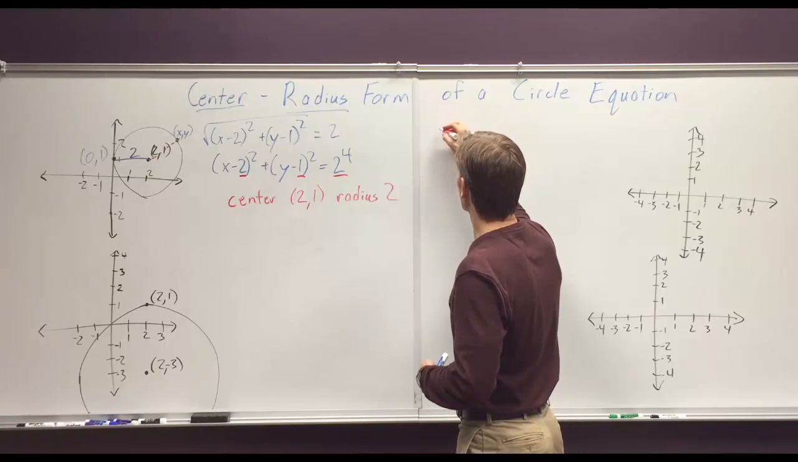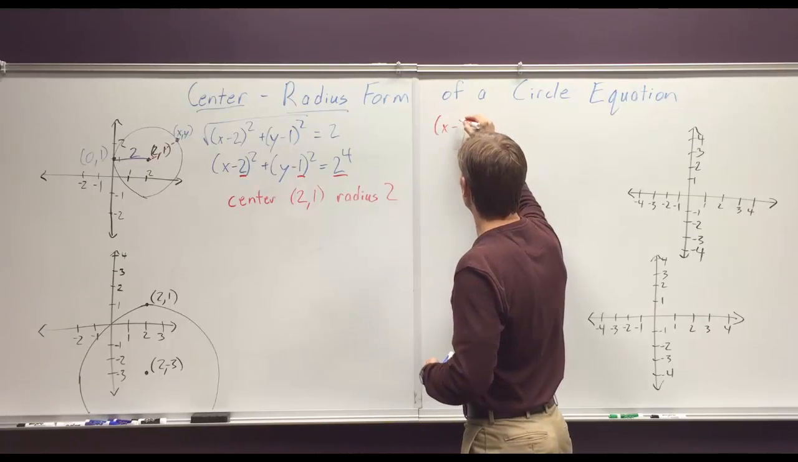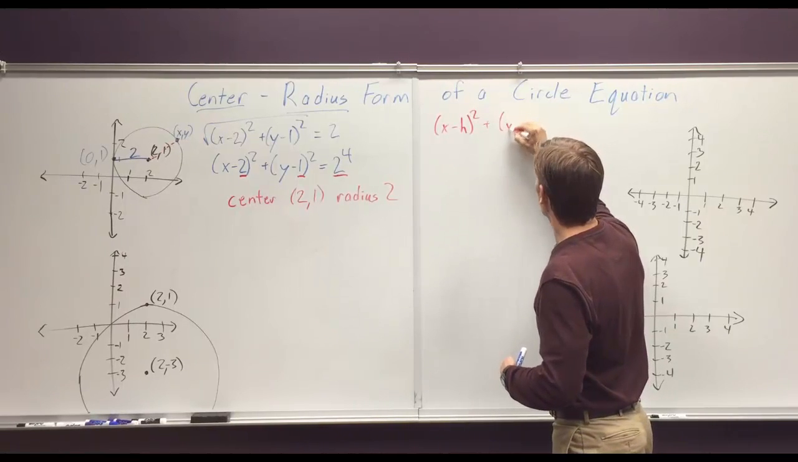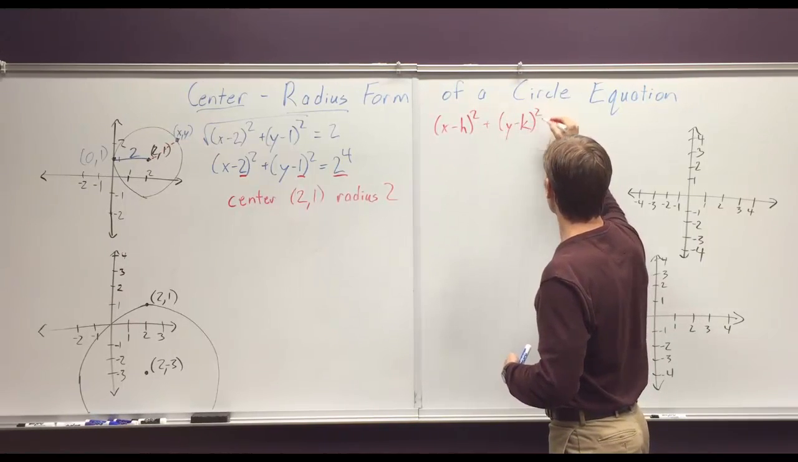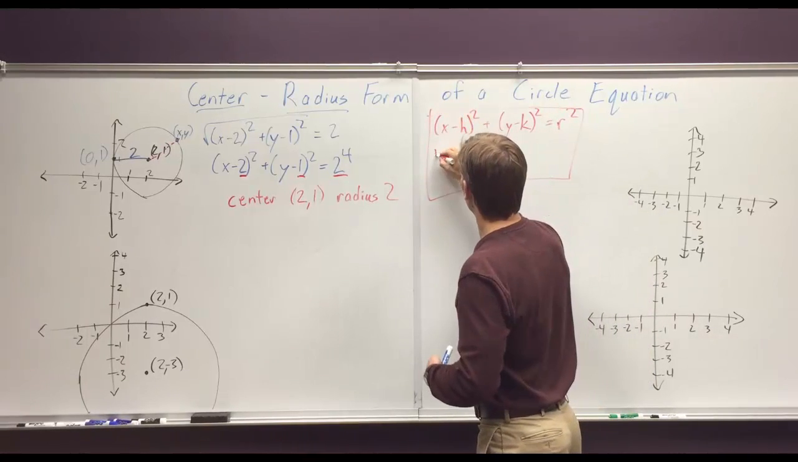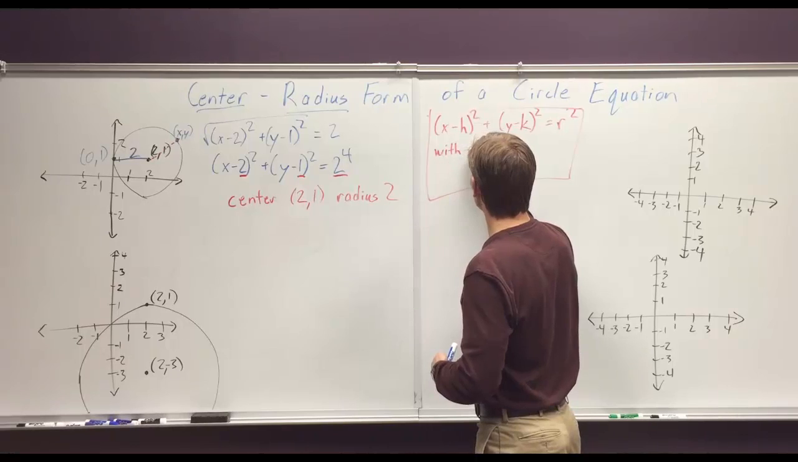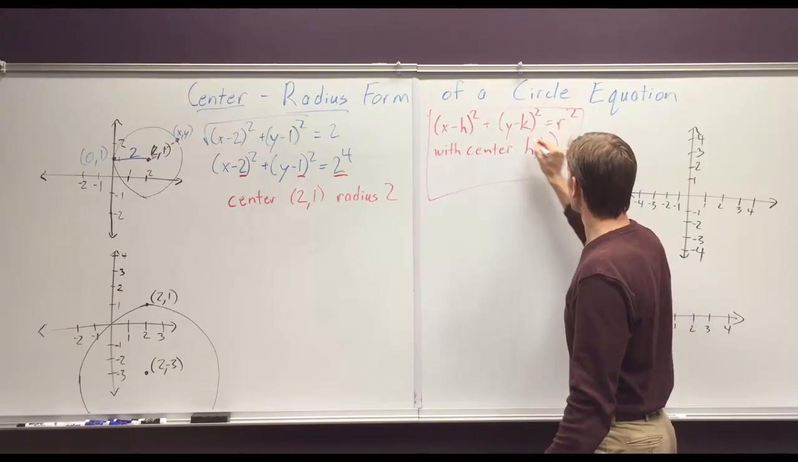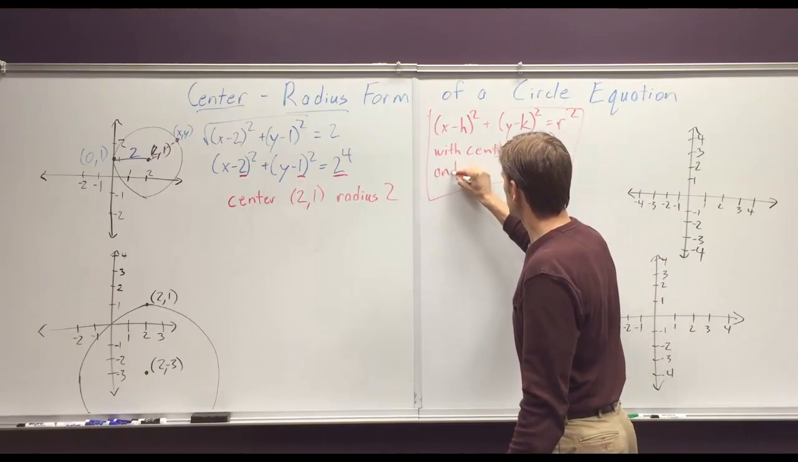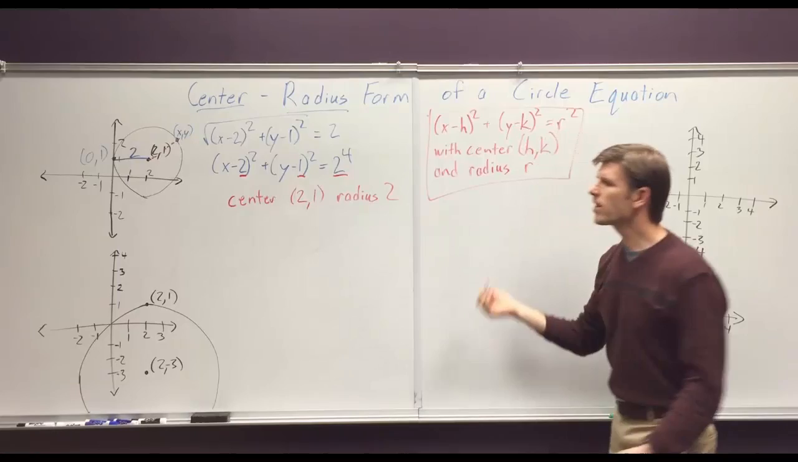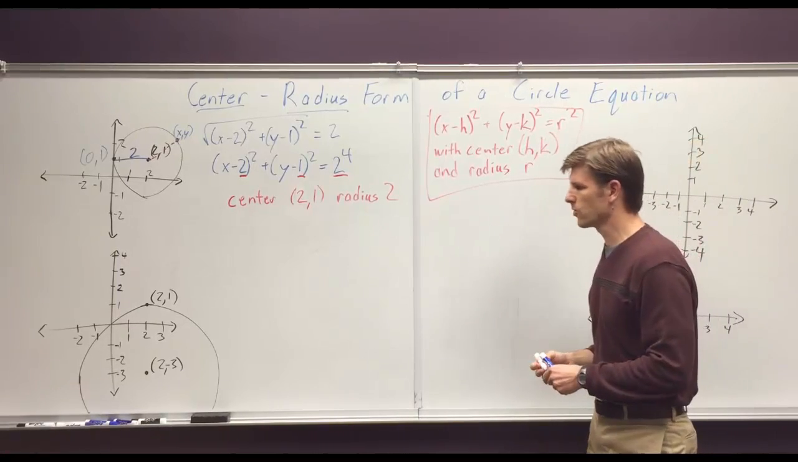And so there's actually a general form for that. So that form can be written x minus h squared plus y minus k squared equals r squared, with center h, k and radius r. But I have a couple other examples here just so we can practice.